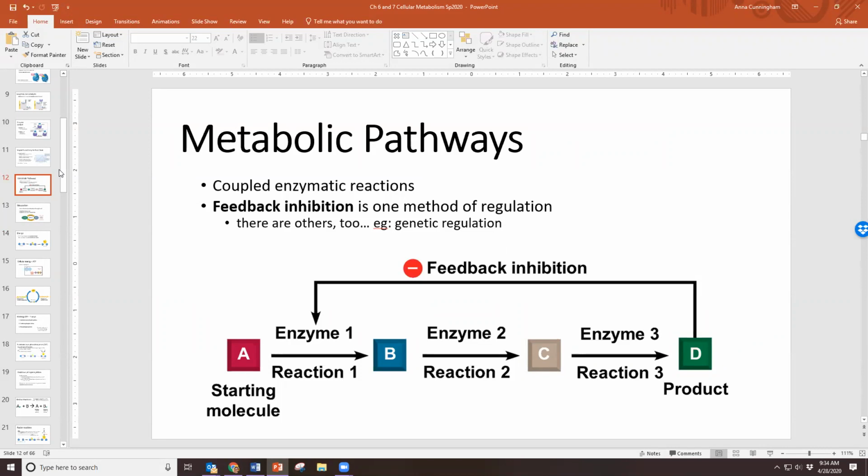So metabolic pathways can be regulated in a lot of ways. They can be regulated genetically, we can regulate the individual enzymatic reaction, but at least one way that we can link them is basically by having the products of one reaction be the reactants of a second reaction. So that's what you're looking at down here. In this picture, you have an example of a metabolic pathway.